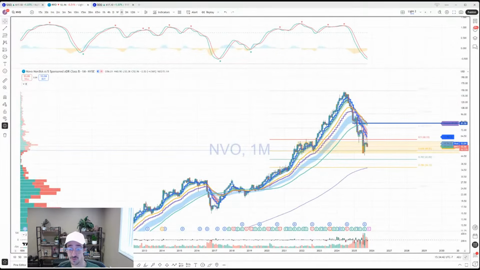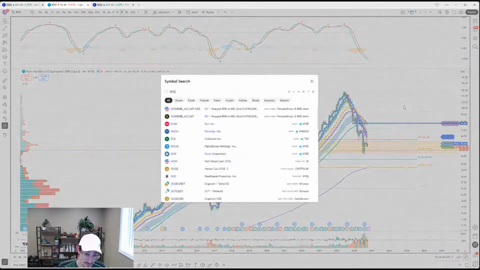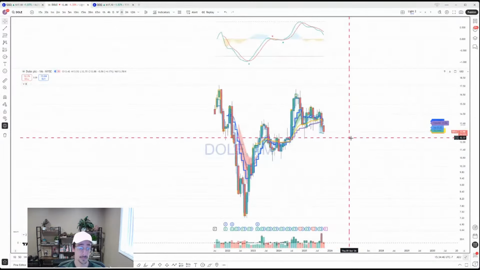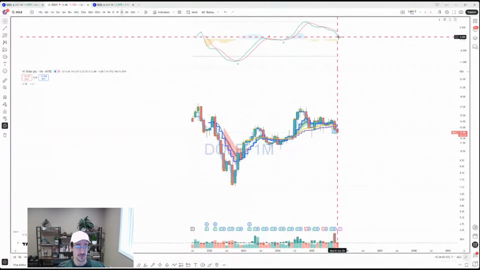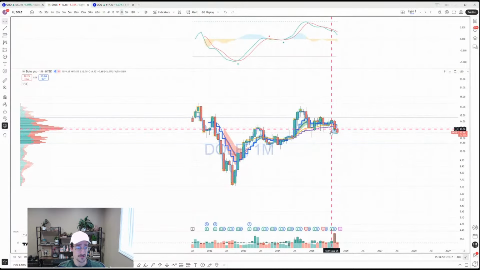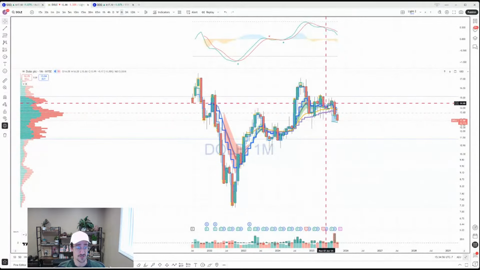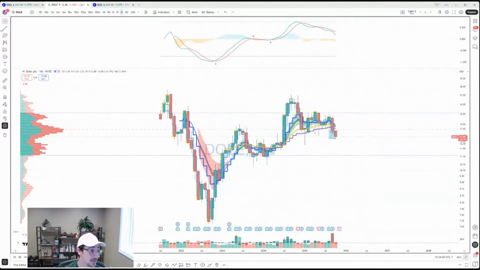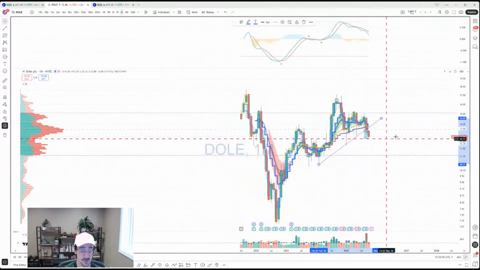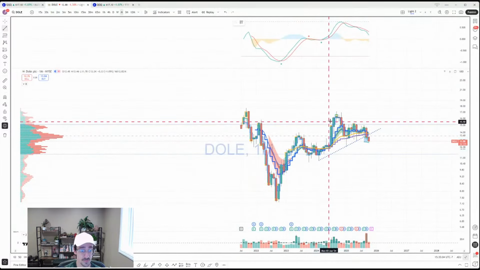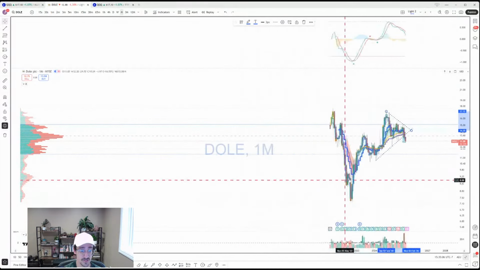Okay, we did NVO. I think DOLE was next. DOLE was next. Stinky. Don't like that. Don't like the cloud of moving averages rolling. I don't like the fact that you have an uptrend line like that got broke. That was a potential pennant until it wasn't.